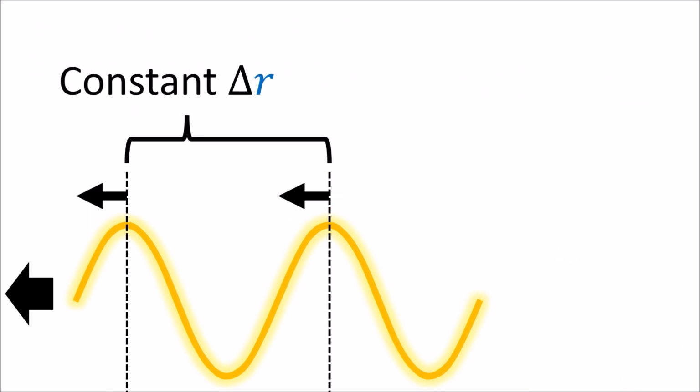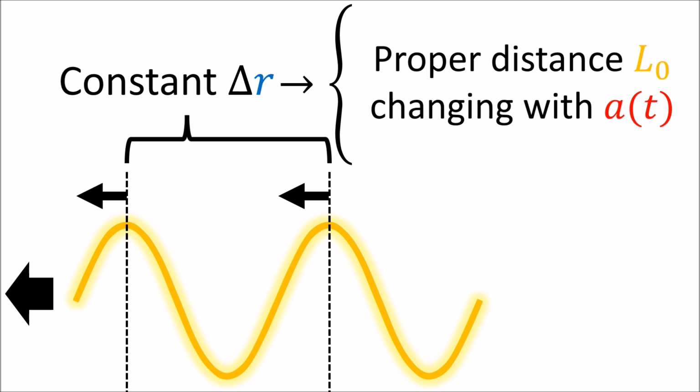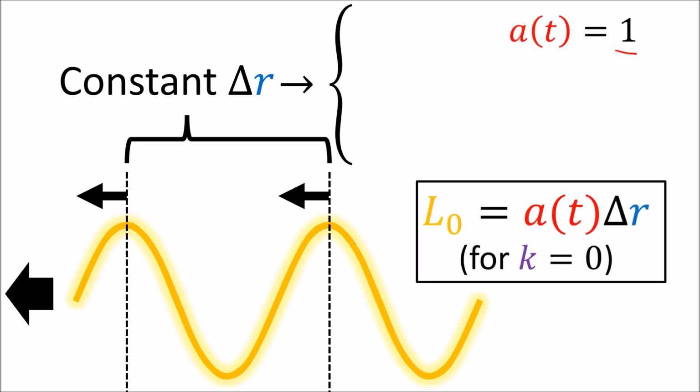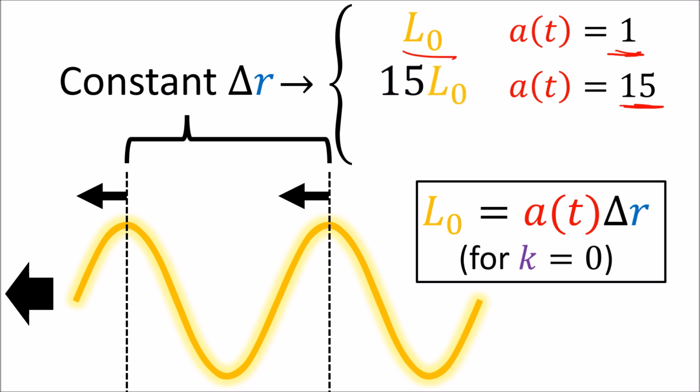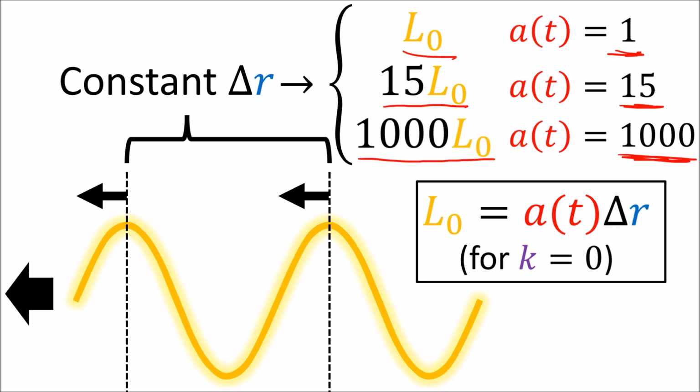Now, even though the coordinate distance delta r between wave peaks remains constant, the actual physical distance, or proper distance, between peaks is changing over time along with the scale factor. So for a scale factor of 1, the delta r corresponds to this proper length. At a scale value of 15, the same constant delta r coordinate distance corresponds to the original proper length times 15. And at a scale value of 1000, the same constant delta r coordinate distance corresponds to the original proper length times 1000. So even if the true physical distance between wave peaks can change over time, the coordinate distance delta r between wave peaks remains constant for all time.